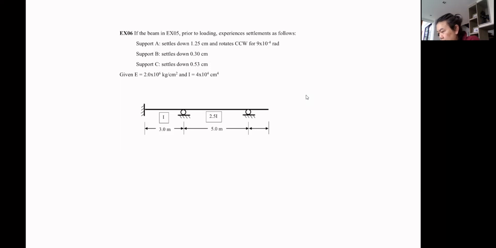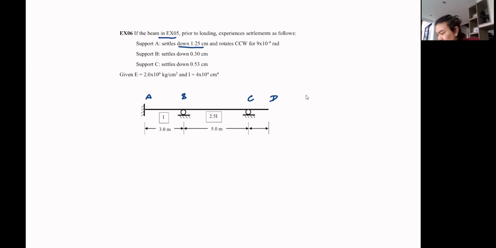So it says here that if the beam in example number five, prior to loading, that's before loading, experiences settlements as follows. Same names, A, B, C, D. Support A settles down 1.25 centimeter and also rotates a little bit, 9 multiplied by 10 to the power of minus 4 radian.